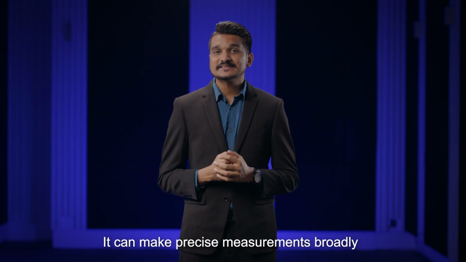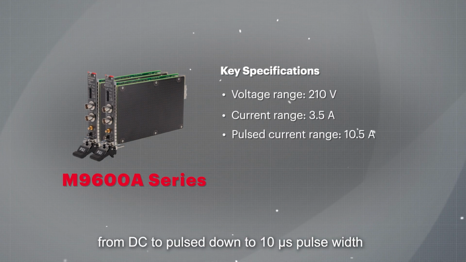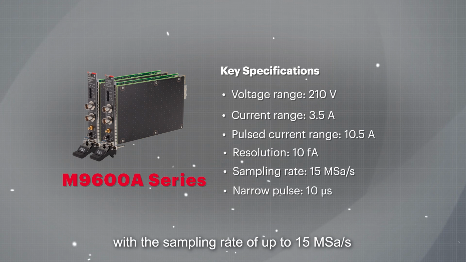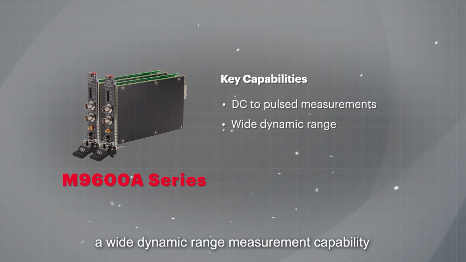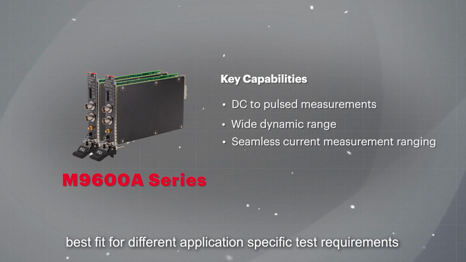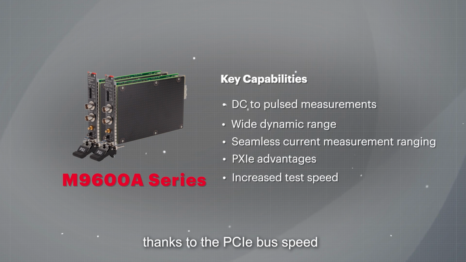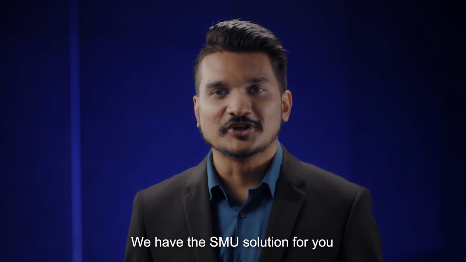It can make precise measurements broadly from DC to pulsed down to 10 microsecond pulse width with the sampling rate of up to 15 megasamples per second. The M9600A also offers a wide dynamic range measurement capability with seamless current measurement ranging, best fit for different application-specific test requirements. All of this and more while providing increased test speed and synchronization thanks to the PCIe bus speed and embedded PC controller. We have the SMU solution for you.